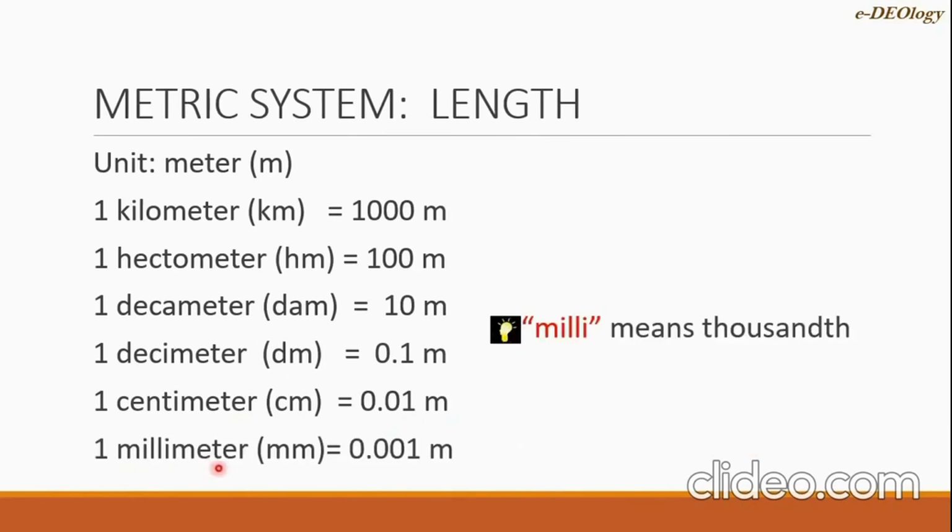The last one is millimeter with the symbol mm. 1 millimeter equals 1,000th meter. That is the 0.001. And the word milli means thousandth. We may write another formula like 1 meter equals 1000 millimeters.